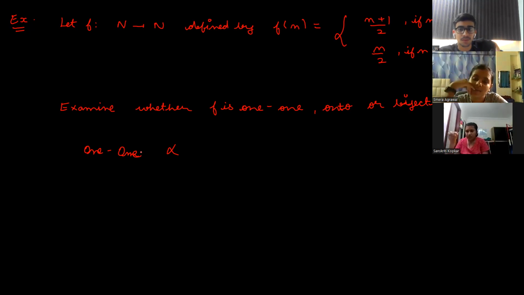I'm confused. How do we know that no element will be left? See, Sanskriti, you tell. Yes, you claim that it's onto. Since they are just natural numbers, for 1, 2 we got 1, 3, 4 we got 2, 5, 6 we got 3. Similarly, if we go on, 7, 8 will get 4, 9, 10 will get 5. So I believe it should be onto. Did you get it, Smera? No, her voice was breaking.